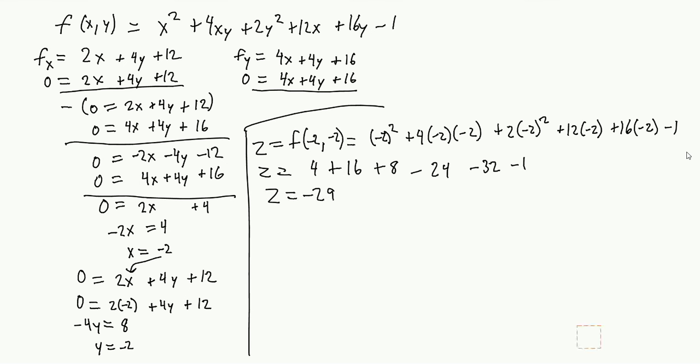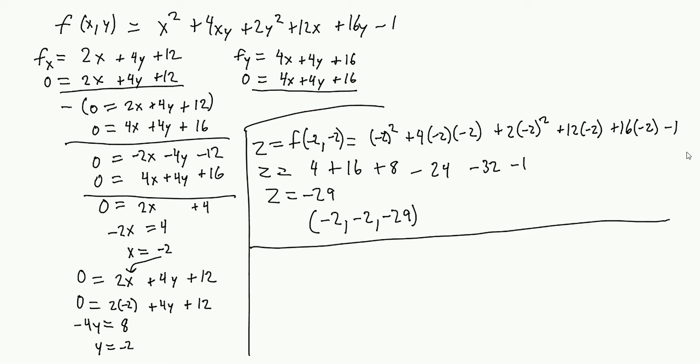So there's our z value. We have a critical point of negative 2, comma, negative 2, comma, negative 29. Okay, so that's the point where we've got to figure out, is it a max, a min, or a saddle point. Okay, we got to get our second derivatives.